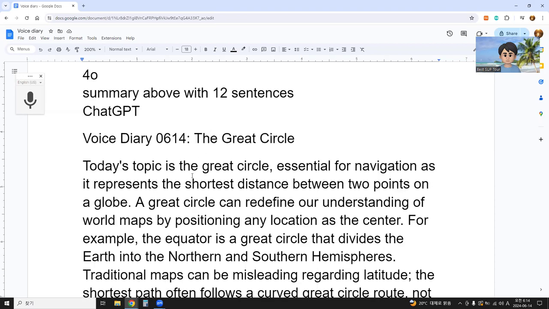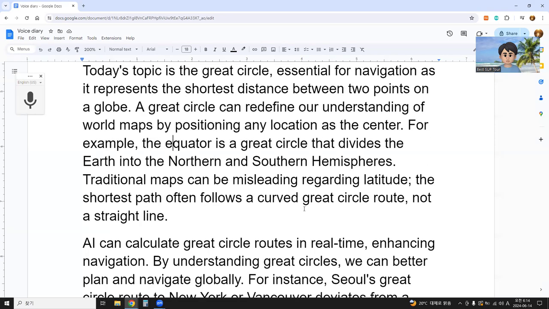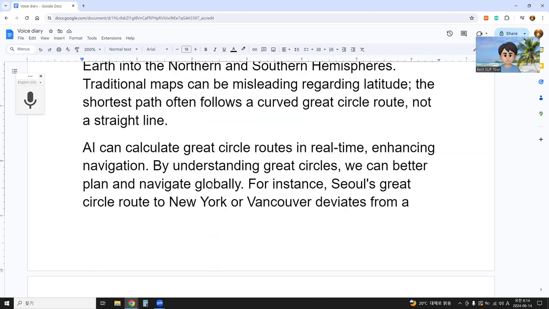Very good. This topic is the great circle, essential for navigation, as it represents the shortest distance between two points on the globe. A great circle can redefine our understanding of the world map by positioning any location at the center. For example, the equator is a great circle, dividing Earth into the northern hemisphere and southern hemisphere. Traditional maps can be misleading regarding latitude. The shortest path often follows the curve of the great circle, not a straight line. AI can calculate the great circle route in real time, enhancing navigation.